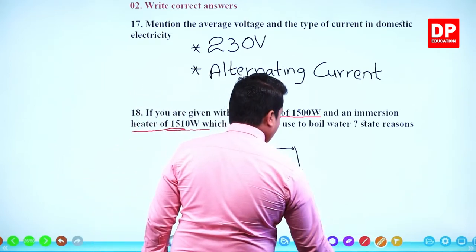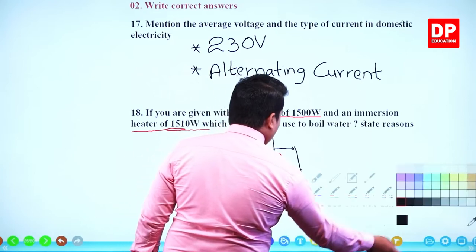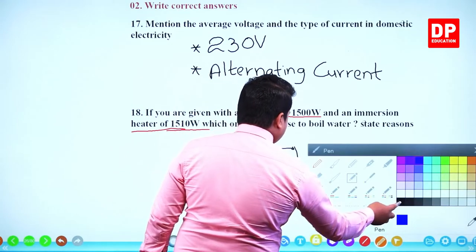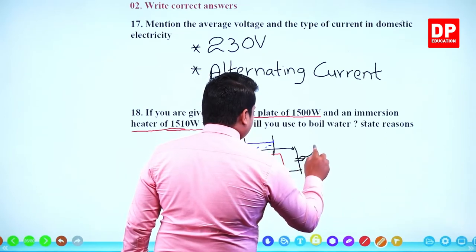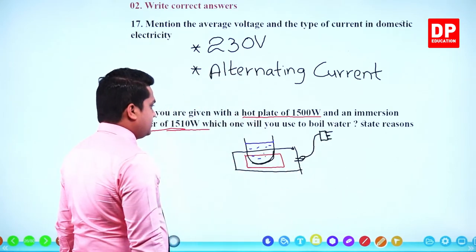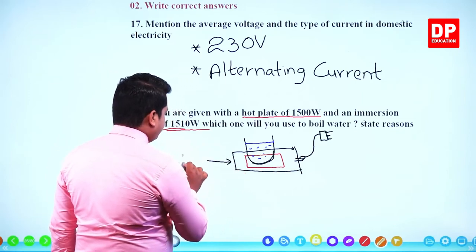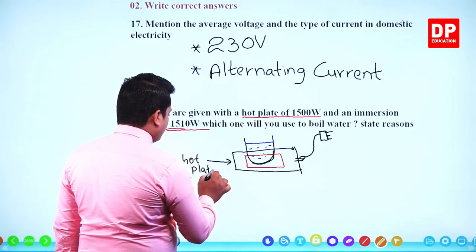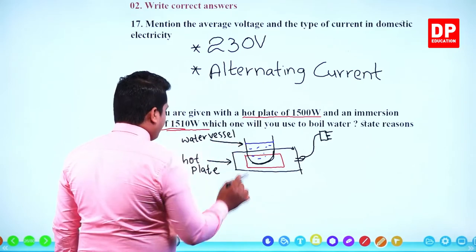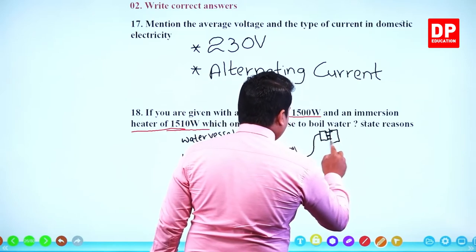So if you want to boil water, first of all, you need to keep some kind of a vessel on the hot plate. Then you have to fill water into the vessel like this. And now when it is being plugged into a certain circuit through the plug pin, now it's going to work. Right? So here, this is the hot plate. This is the water vessel. Right, so we need to plug it into the household electricity like this.